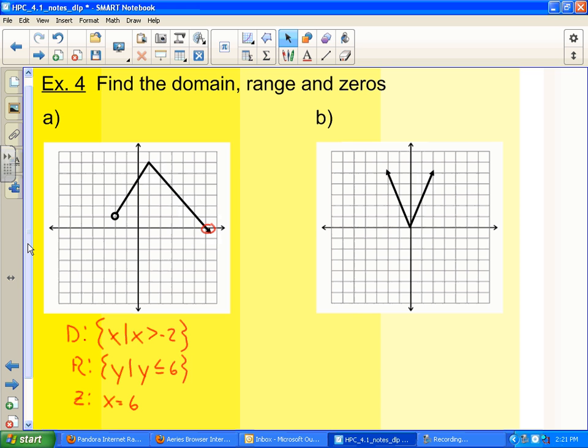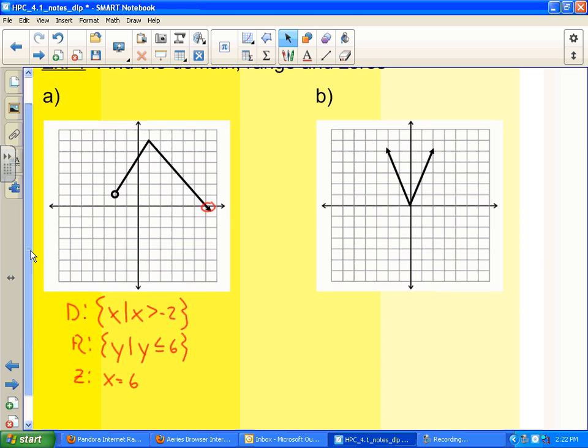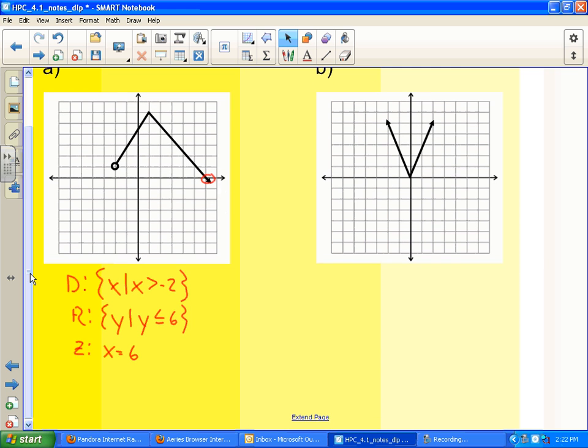Domain on B. What do we get to include? Everything. Range on B. What do we not get to include? Yeah, we don't get to include any negatives because I have a vertex point on the origin and the opening up. So gotta be careful on that. And then it has only one 0, which is hanging out at the origin. So 0 is the sole winner.